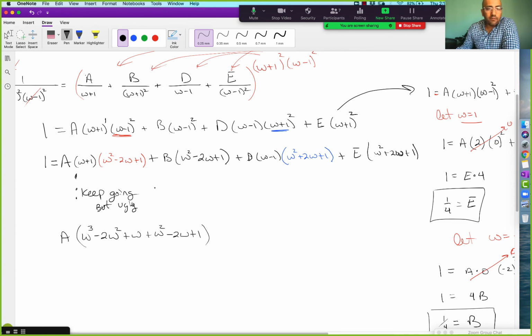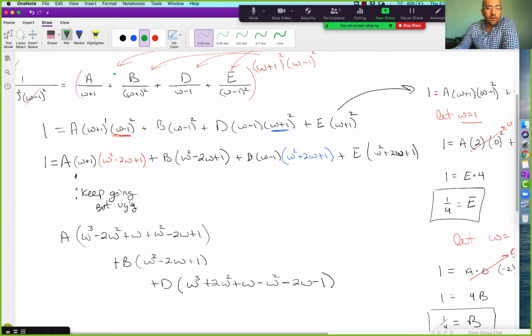Just foiling this whole thing out. And then I end up with the b's. So I'm going to make some room here. This will be plus b. And we were done foiling that out. So that's just going to be w squared minus 2w plus 1. Okay, and now I got to FOIL these guys out. So plus d times, and we get w to the 3rd power plus 2w squared plus w minus w squared minus 2w minus 1. That's foiling out all of these guys.